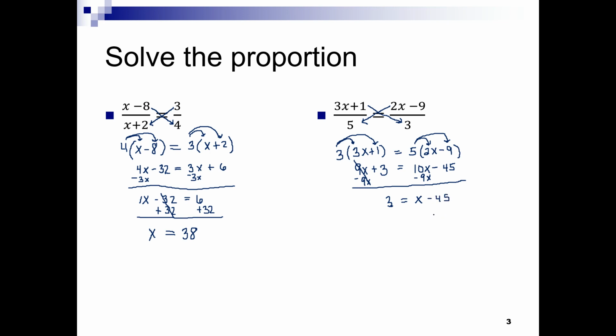My next step is to get my constant terms together, so I will add 45 to both sides. I'm wanting to move those constant terms away from the variables, so that's why I am getting rid of the 45. That cancels, so I have x by itself. And on this side, 3 plus 45 is 48. So I'm hopeful that you got the exact same answer that I did. And these are just 2 examples of solving a proportion using that cross multiply or cross product property.